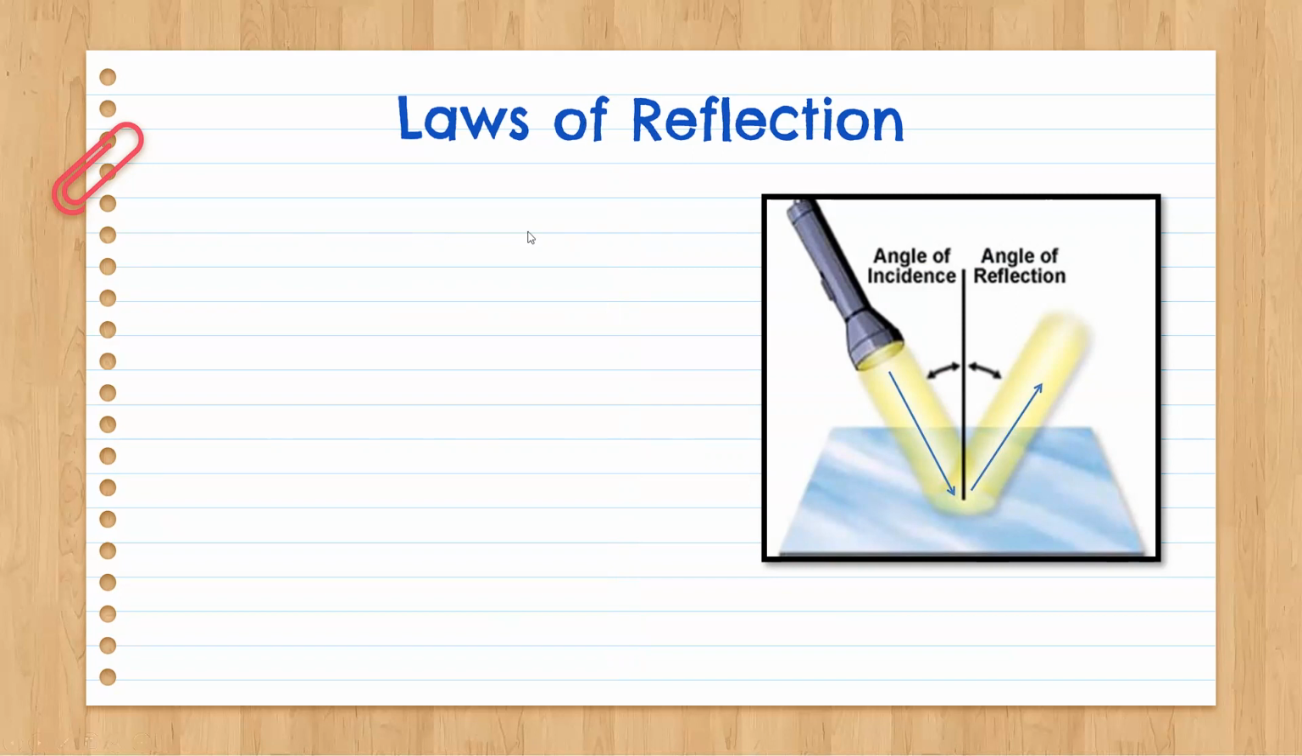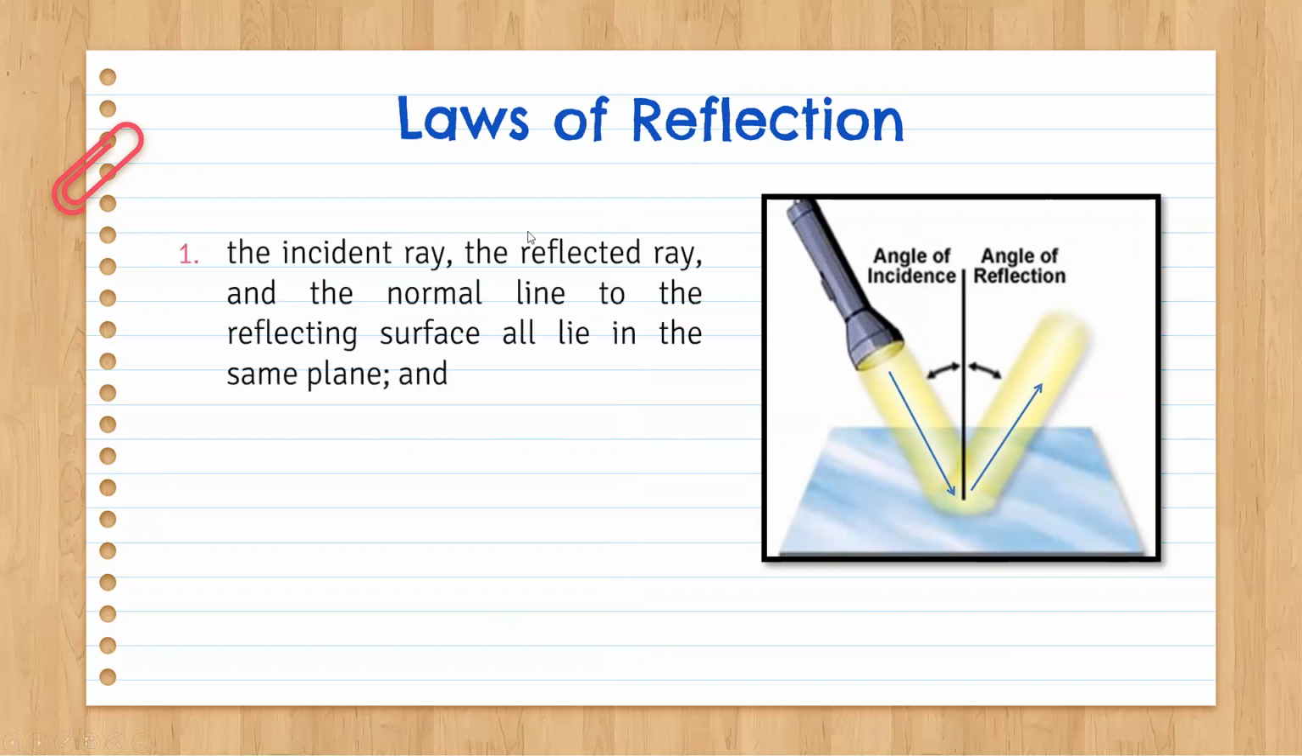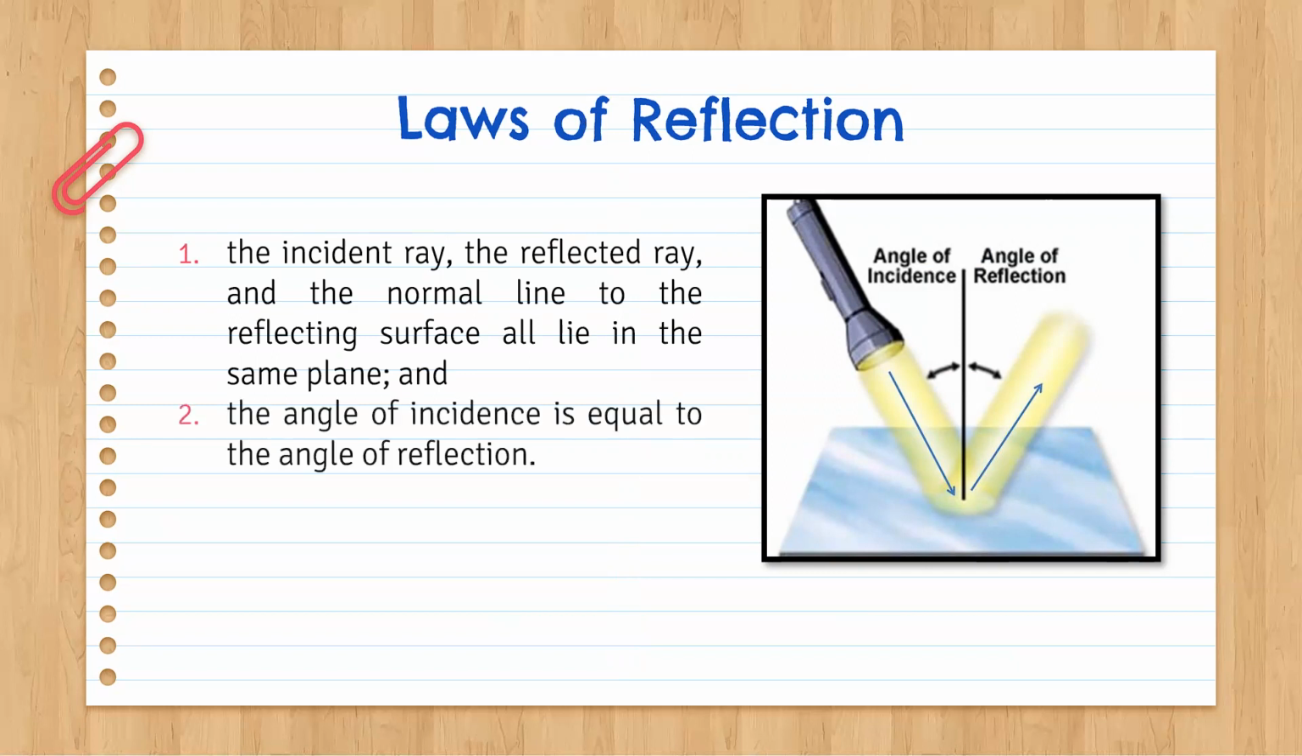Now, the laws of reflection are the following. One, the incident ray, the reflected ray, and the normal line to the reflecting surface all lie in the same plane, and the angle of incidence is equal to the angle of reflection. So as you can see here, the angle between the normal line and incident ray should be equal to the angle of the normal line and the reflected ray.